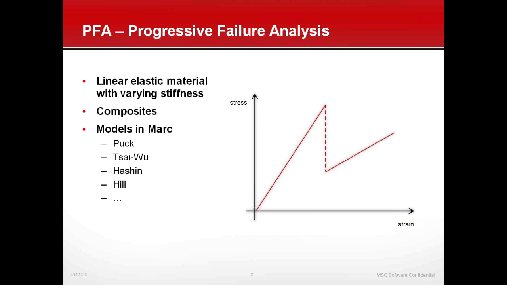Just a couple of words about progressive failure analysis, which in the formulation we use in Marc is based upon a linear elastic material, typically orthotropic, where the stiffness is changed when we get failure. It's often used in composites, and the models we have in Marc for the failure index, some of them are listed here: Puck, Tsai-Wu, Hashin, Hill. We have a few more as well, and we have some models for describing how this material stiffness is decreased due to the failure.